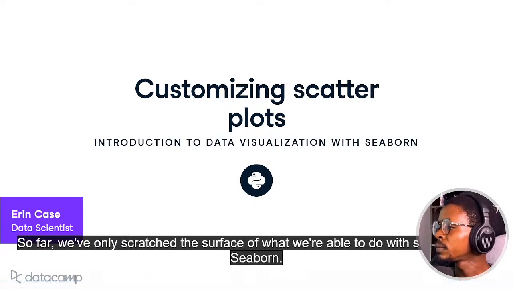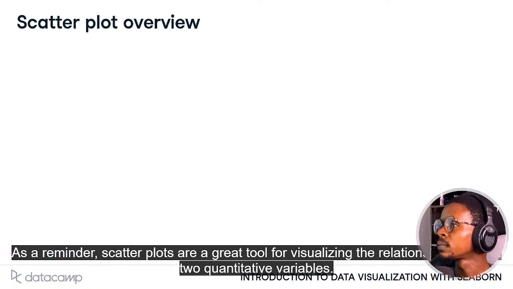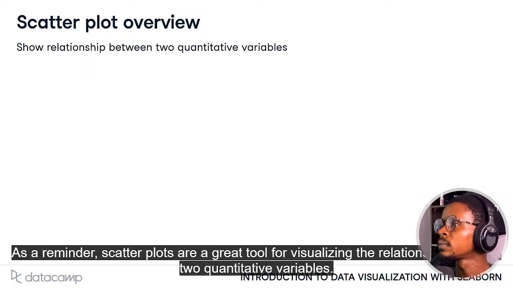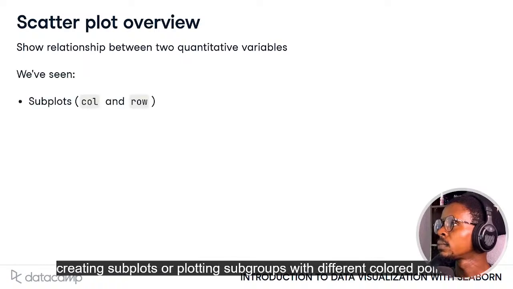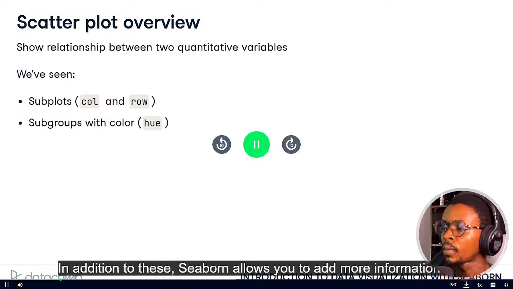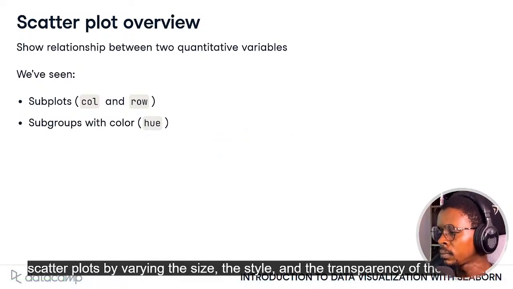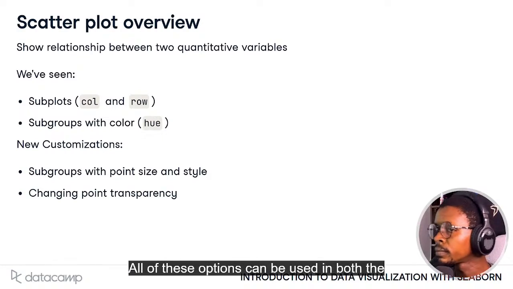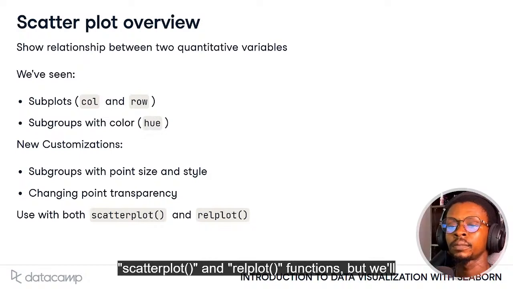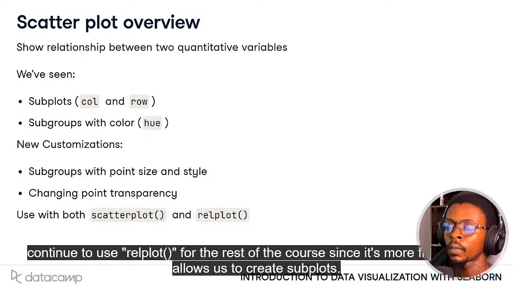So far, we've only scratched the surface of what we're able to do with scatterplots in Seaborn. As a reminder, scatterplots are a great tool for visualizing the relationship between two quantitative variables. We've seen a few ways to add more information to them as well, by creating subplots or plotting subgroups with different colored points. In addition to these, Seaborn allows you to add more information to scatterplots by varying the size, the style, and the transparency of the points. All of these options can be used in both the scatterplot and relplot functions, but we'll continue to use relplot for the rest of the course since it's more flexible and allows us to create subplots.